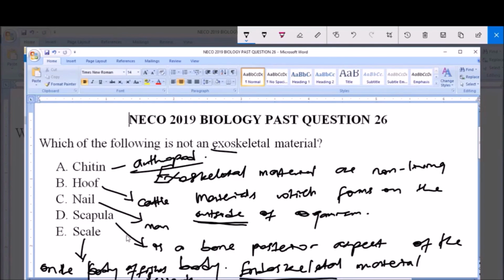So all these are exoskeletal materials except scapula. Scapula is an endoskeleton because it is a bone, and bones are located inside the body. So scapula is not an exoskeletal material. So the answer to this question is option D.